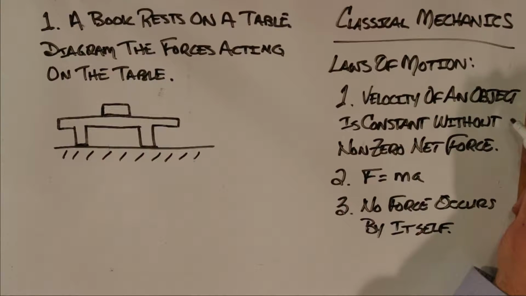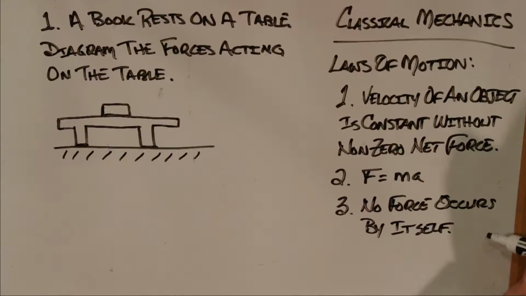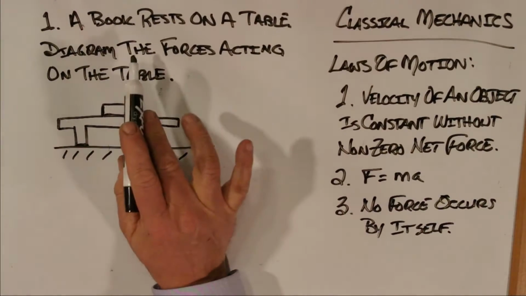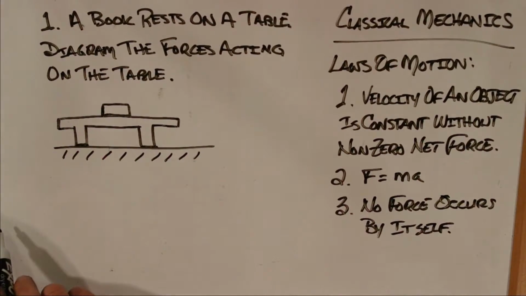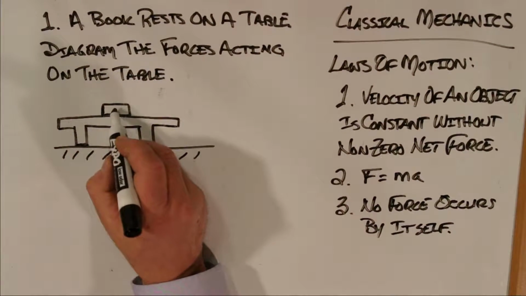The three laws of motion: velocity of an object is constant without non-zero net force. In other words, an object at rest will stay at rest, an object in motion will stay in motion. The second one, force is equal to mass times acceleration. The third one, no force occurs by itself. The standard way to say that: for every action, there's an equal and opposite reaction.